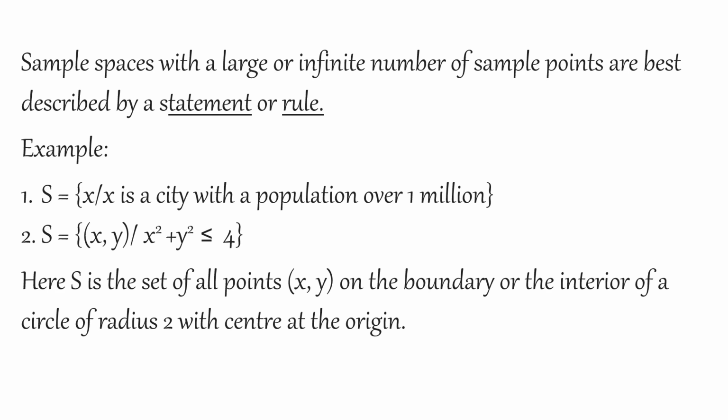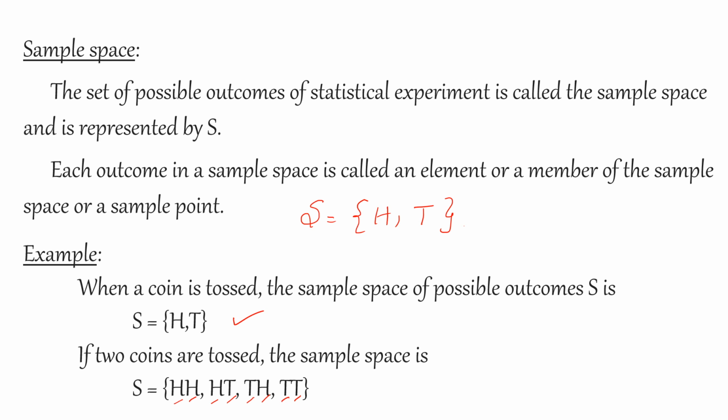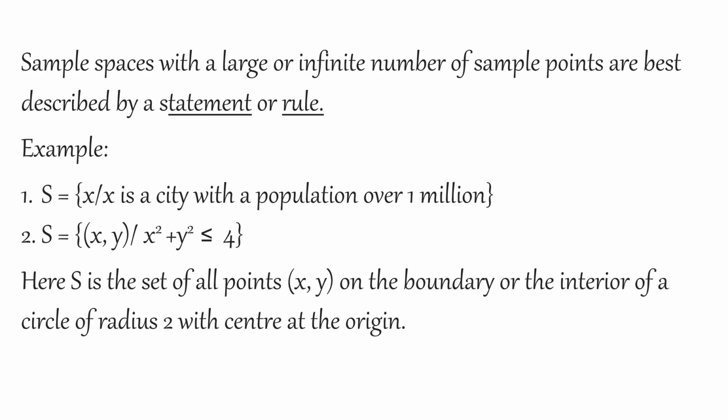If they are finite, we'll write them like this in the set. If it is not finite, then it will be written in the statement or rule form of the set, right? Like this: X is a city with a population over 1 million. You cannot write all the cities in a set form like this, right? There are an infinite number of sample points. So we cannot write all the cities with population over 1 million. Therefore, you write it in the statement form of the set.